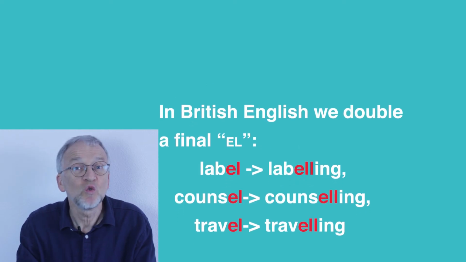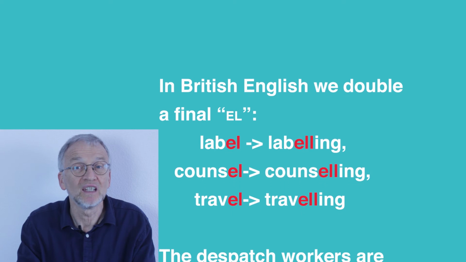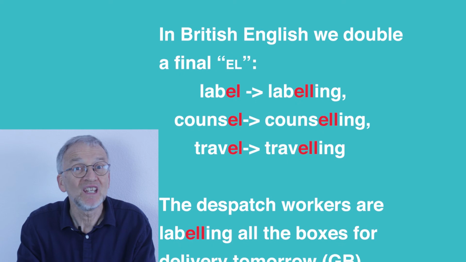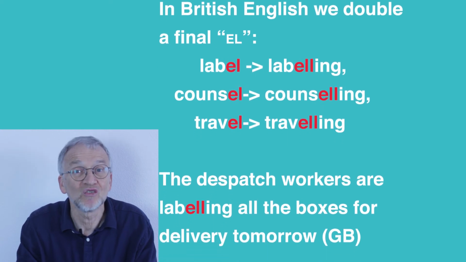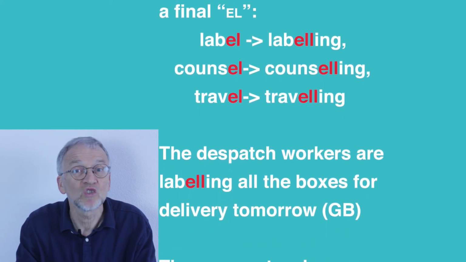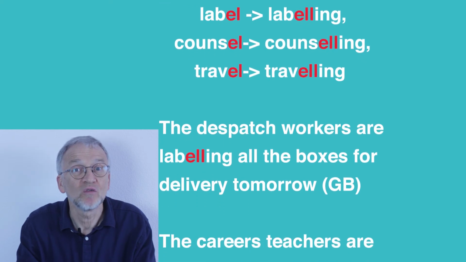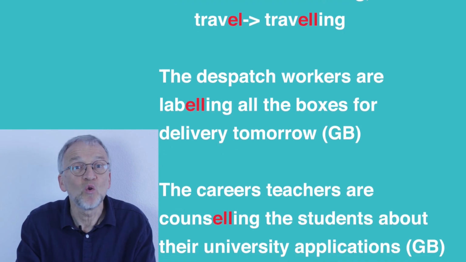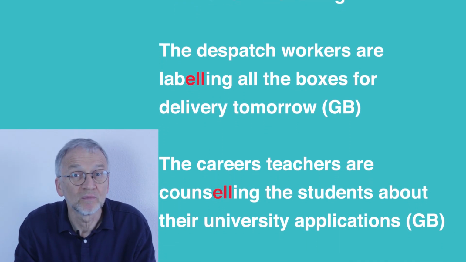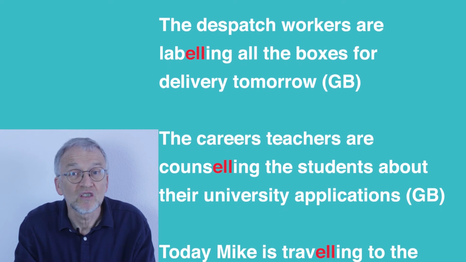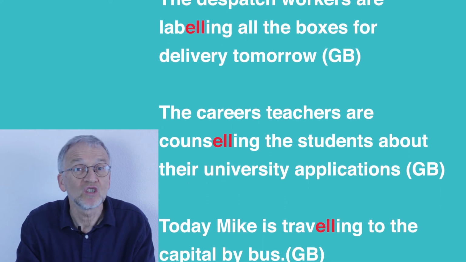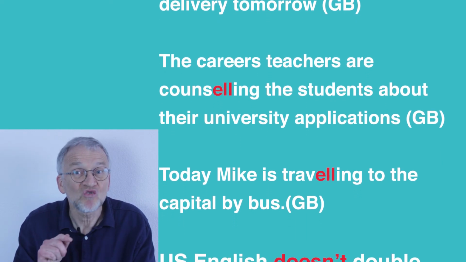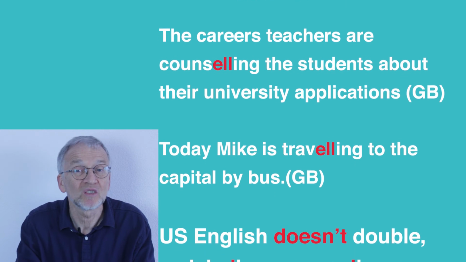In British English, we always double a final L, like in label, yes? So we say labelling, L-A-B-E-L-L-I-N-G, yeah? Or counsel, counselling, travel, travelling. So the dispatch workers are labelling all the boxes for delivery tomorrow. The career teachers are counselling the students about their university applications. Today, Mike is travelling to the capital by bus.